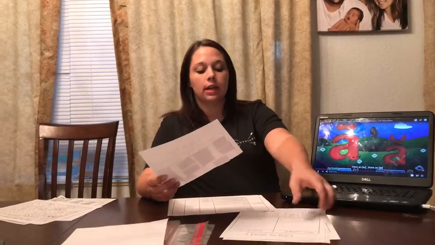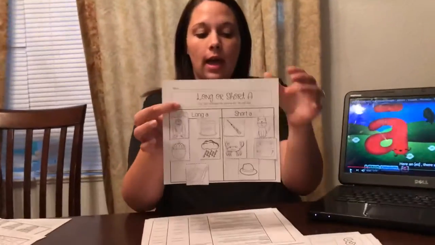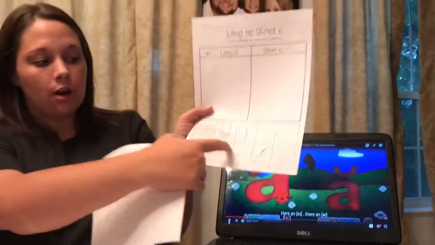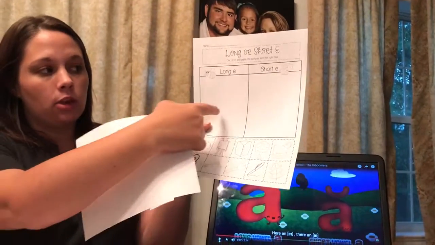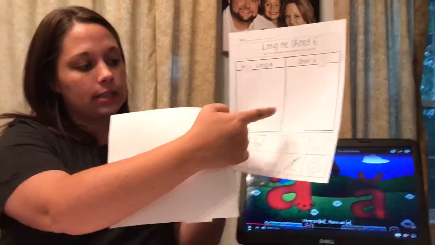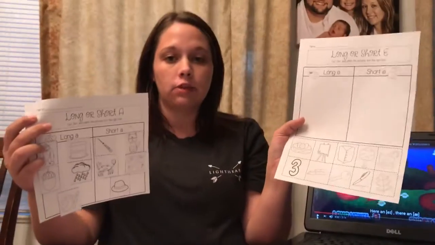These are the worksheets. I did an example of one. There's a worksheet for each vowel. This is for long A and short A. You actually take and cut the pictures off of the bottom down here, and then you sort them according to if they make the long E sound or the short E sound, and you would glue them on, and then of course they can color it, but there's one for each vowel.